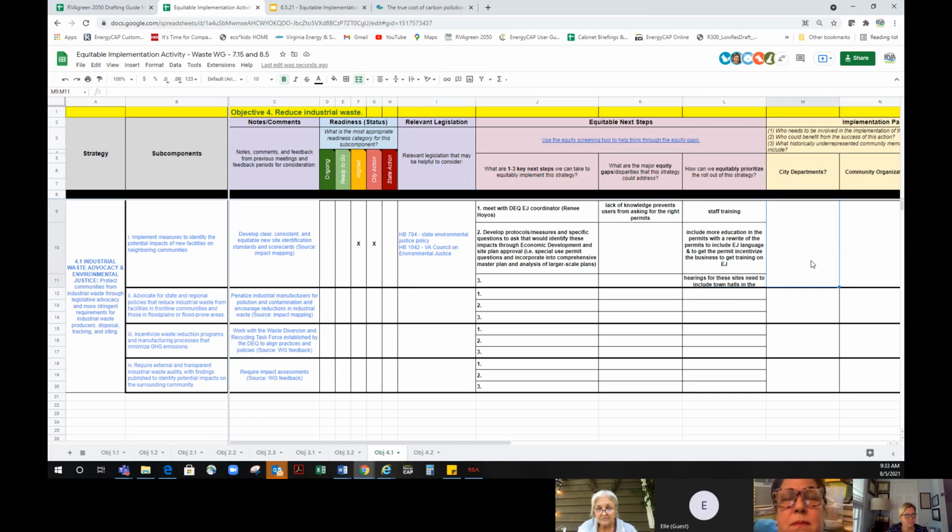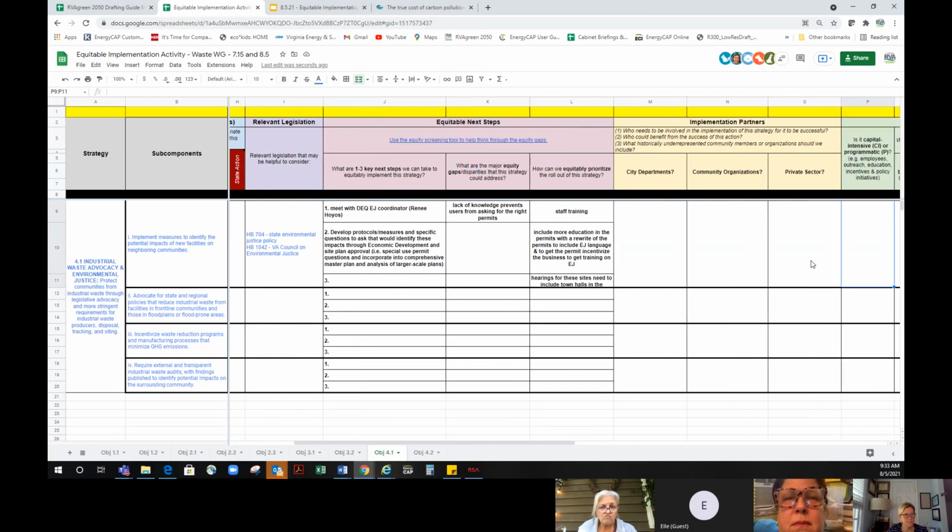I think that's good. So what departments or organizations or private sector entities should be involved in this as partners? Oh, the DEQ, for sure.